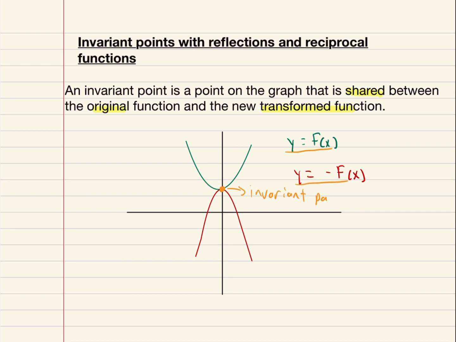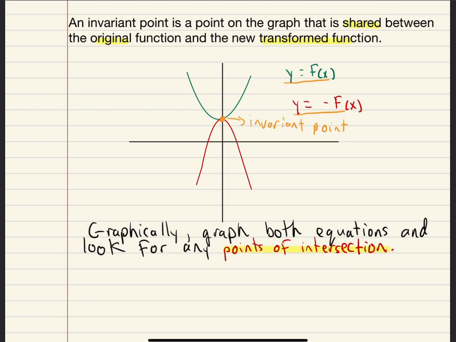point. And anytime we make a transformation, more specifically a reflection, then we're very likely going to have at least one invariant point, but you can have more than one invariant point. And so if we're asked to solve for the invariant points between the original function and a transformed function graphically, that is probably the easiest because you could just graph both equations and look for any points of intersection, kind of like what we did over here, where the points of intersection are the points that are shared by each new function. So this one is simple.